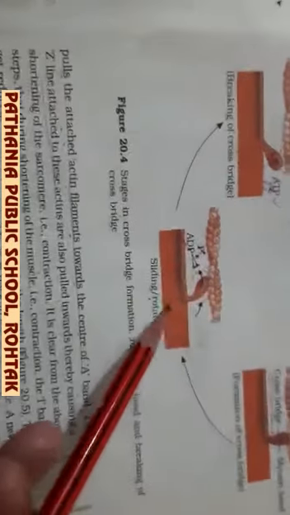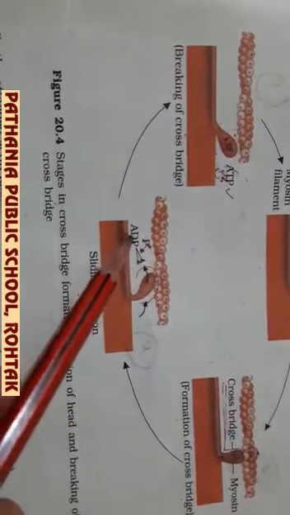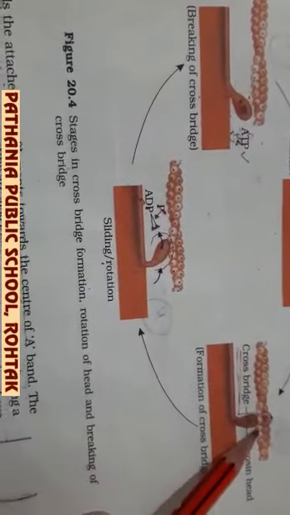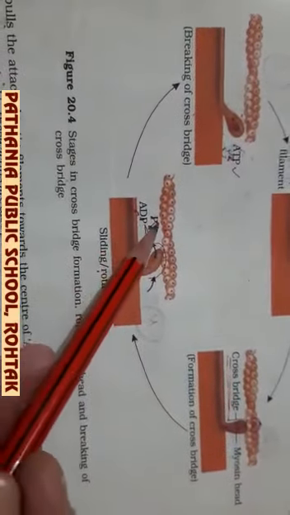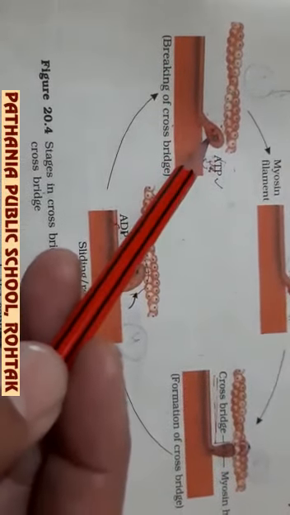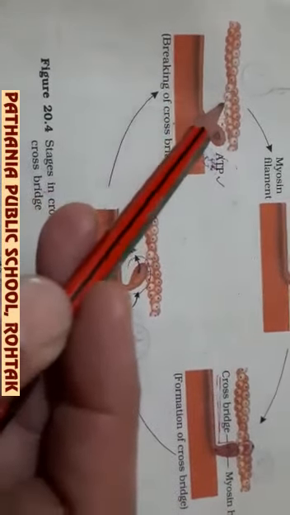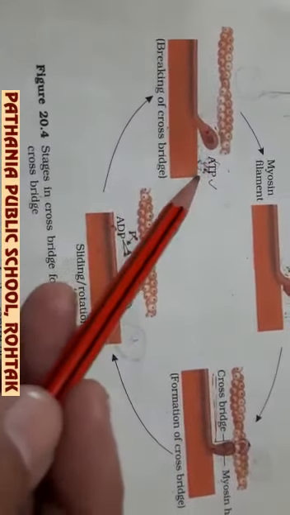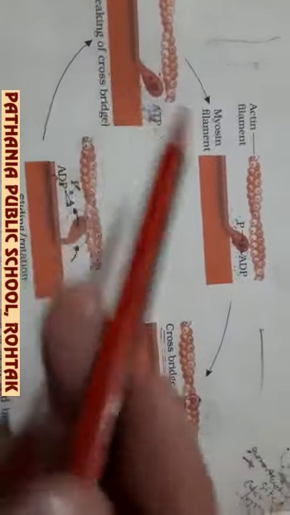Once the stimulus is removed, this ATP will further break down into ADP and inorganic phosphate to provide energy to pull the actin filaments. Once they have been pulled, ADP and inorganic phosphate will rejoin to form ATP, and the cross bridge formation which has taken place will break. The breaking of the cross bridge also results, and formation of ATP will again take place. Okay. Now the process will again start.